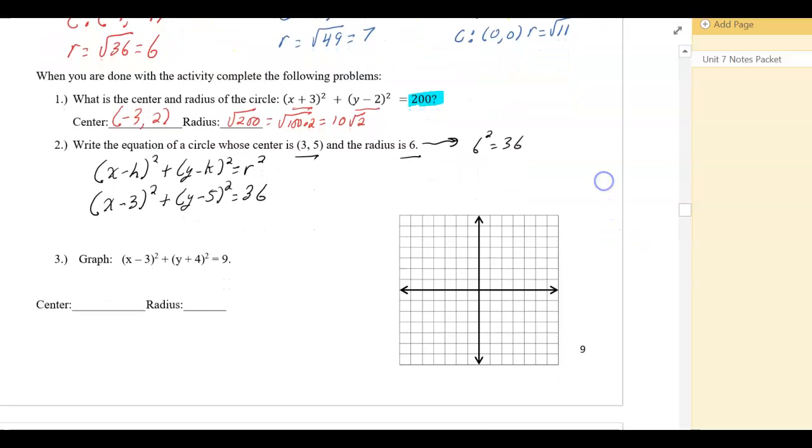Problem number 3 is similar to problem number 1. Again, we always take the opposite of the numbers in the parentheses to get the center. So (3, -4). And to get the radius, we take the square root of this number 9, which I've been calling the constant, so 3.